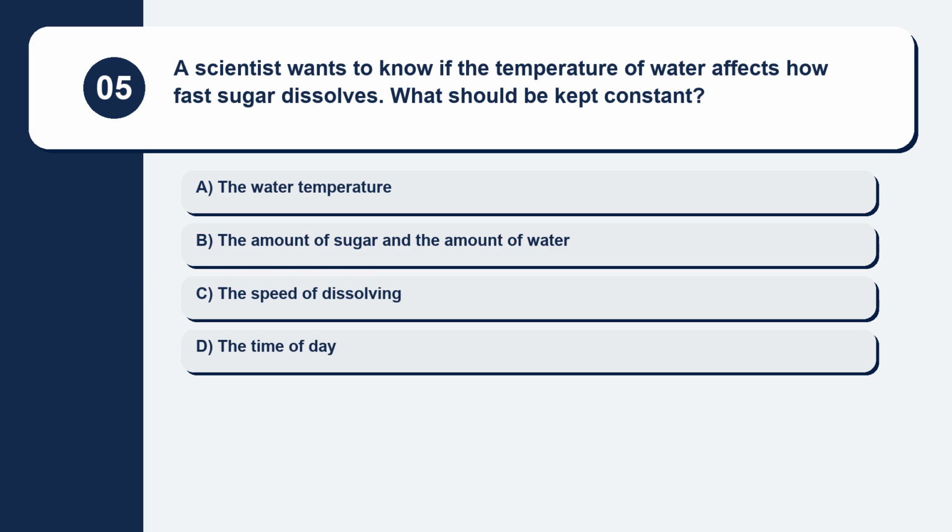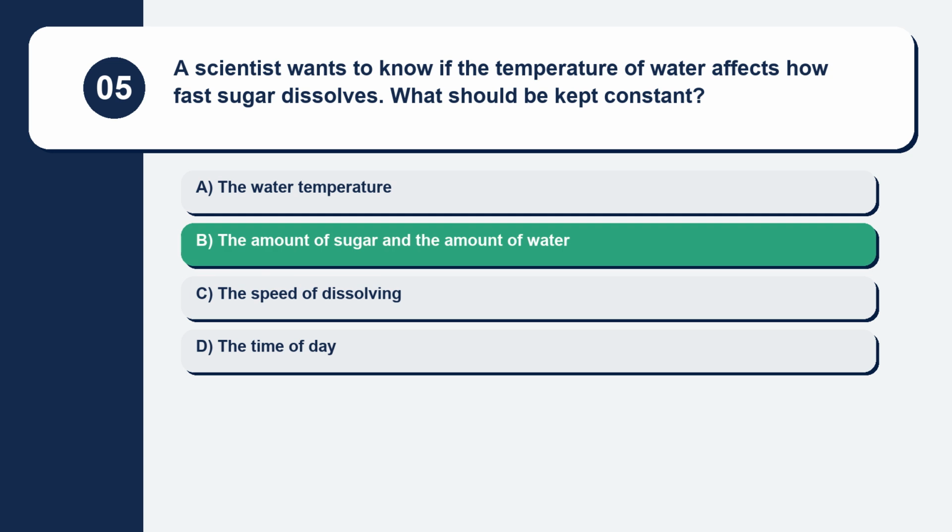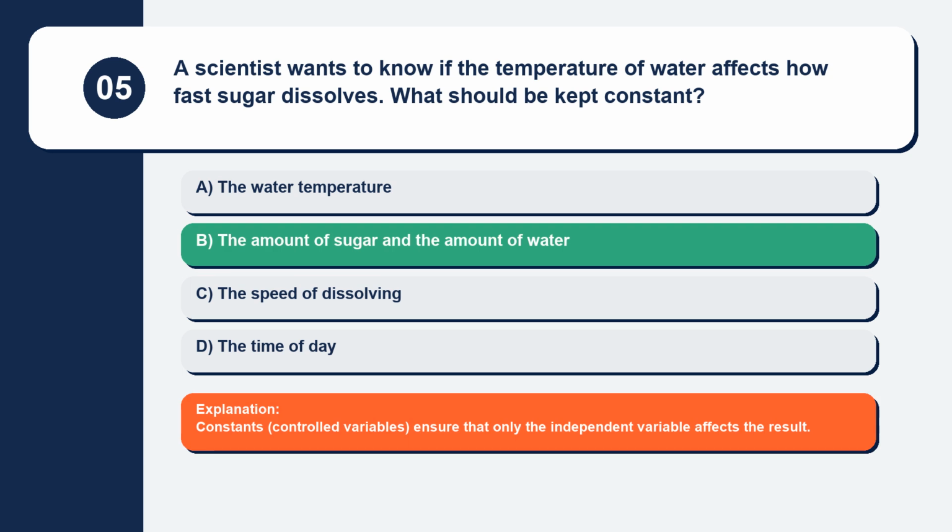Question 5. A scientist wants to know if the temperature of water affects how fast sugar dissolves. What should be kept constant? The water temperature, the amount of sugar and the amount of water, the speed of dissolving, the time of day. Constants, or controlled variables, ensure that only the independent variable affects the result.